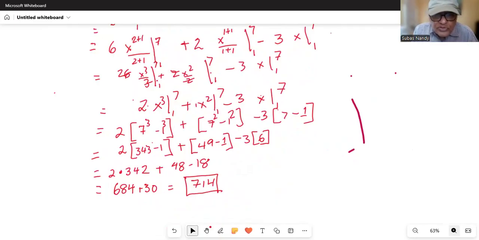So it becomes 2 times 7 cubed minus 1 cubed, which is 343 minus 1, or 342. 2 times 342 plus 7 squared minus 1 squared is 49 minus 1 is 48, minus 3 times 7 minus 1 is 6, 3 times 6 is 18. So when you do the number crunching correctly, it is 2 times 342 is 684 plus 30. The answer is 714.